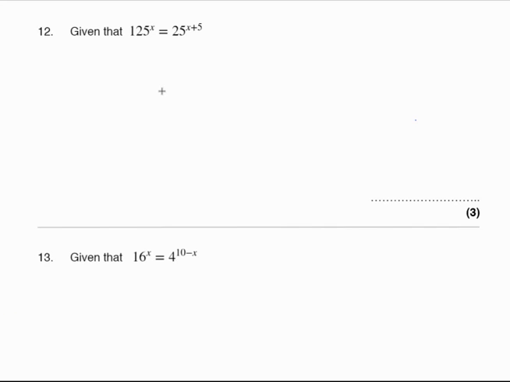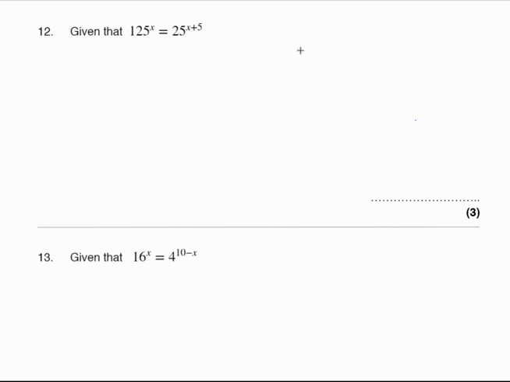Welcome back to another video where we'll be looking at some index laws and their applications. So here we've got this question and it says 125 to the power of x is equal to 25 to the power of x plus 5. When I first saw this question, I thought, what?